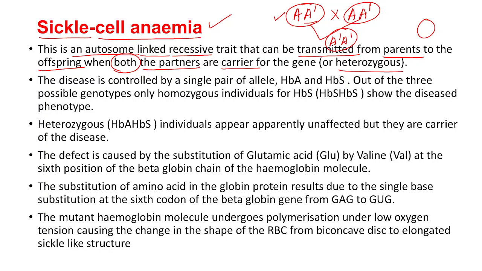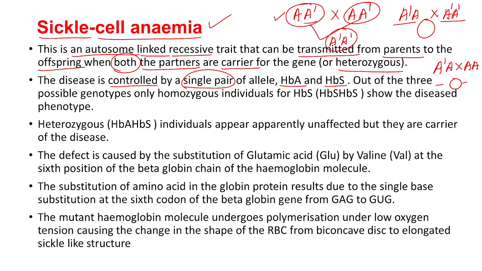But when one is a carrier and the other is affected, then what? The offsprings which are produced will show the affected condition in a maximum number, because one is completely affected and the other one is a carrier, right? The possibility will be more. But if only one parent is a carrier and the other is normal, then the possibility of getting the infection in the next generation will be 0. Clear?